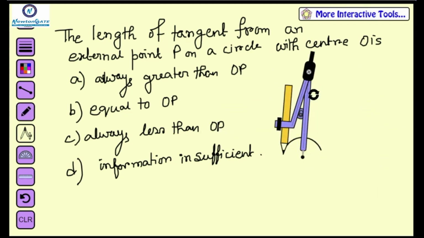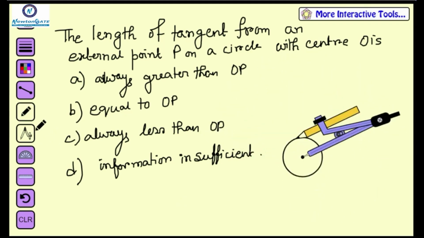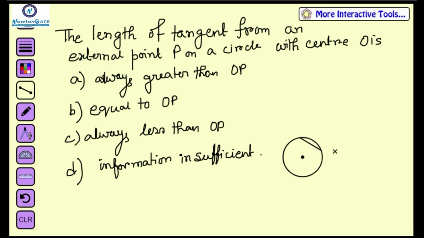Let's draw a circle and draw a tangent from here, and name the point of contact as Q, and join the center with the point Q, and join the external point P with O.